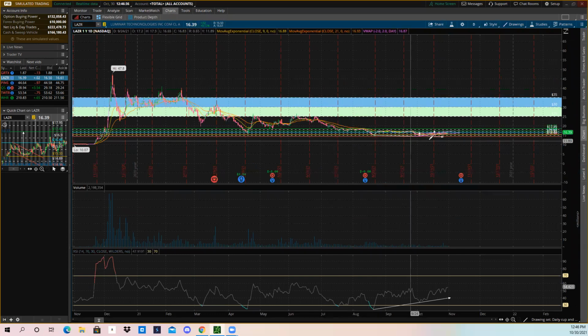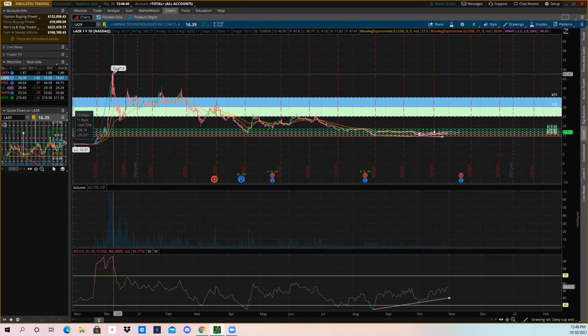Well, let me show you guys. From here where it's at up to 30, it's 82% roughly. Look what it did from November to January. In 15 days, the stock went up 342%.